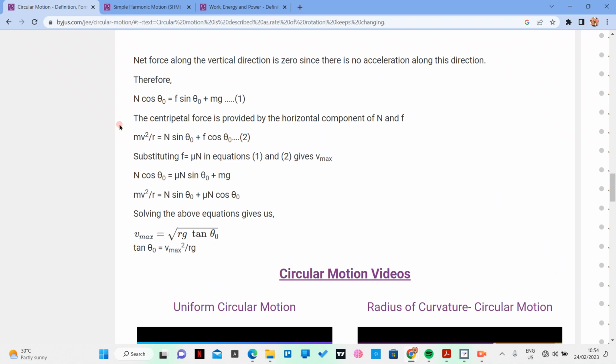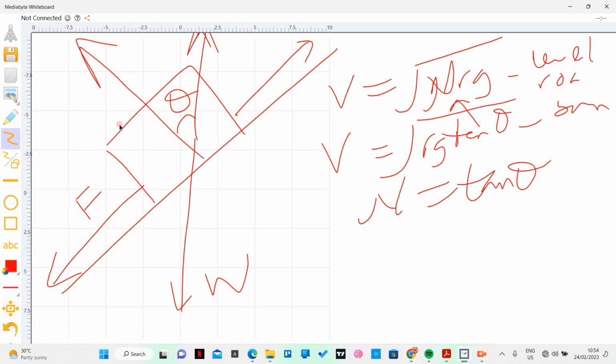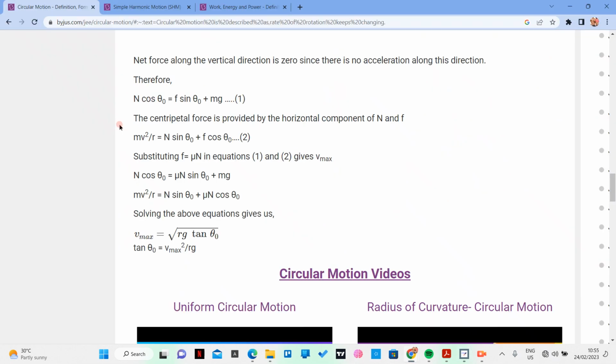Once you know all these formulas here, then you can solve with each and every one of them depending on what you are being asked in your question. So that's all for circular motion.